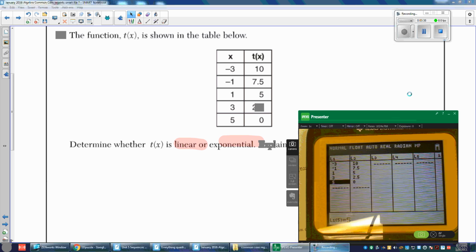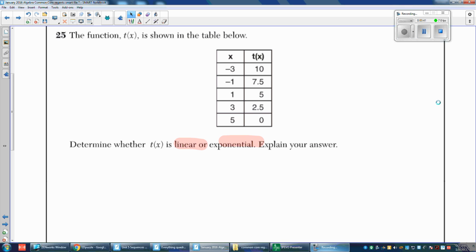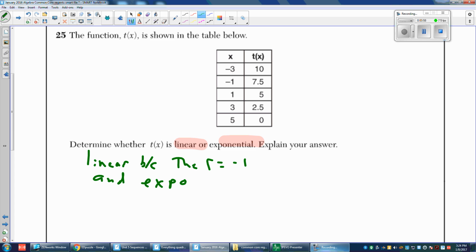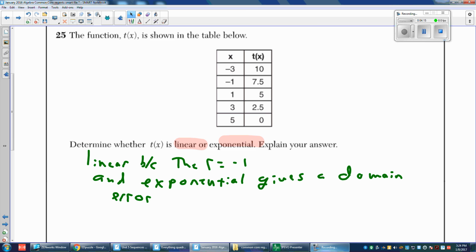So I would write here that it is linear because R equals -1, and exponential gives a domain error. Before submitting to the fact that it is a domain error, you will check your data twice to make sure that the data is typed in correctly.